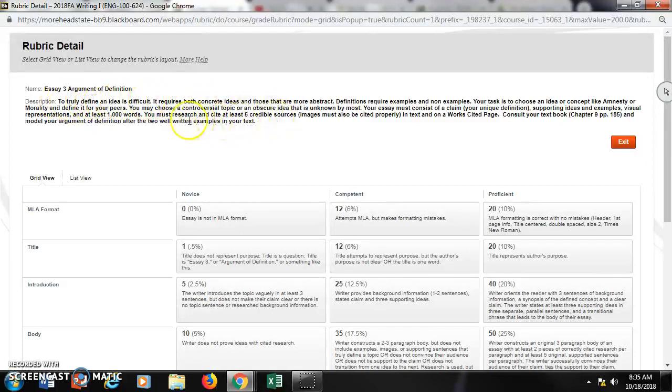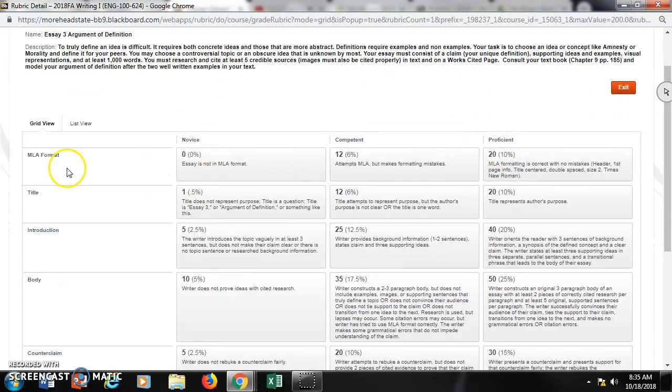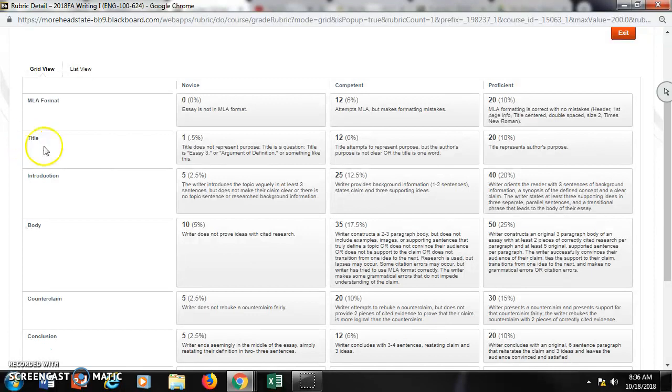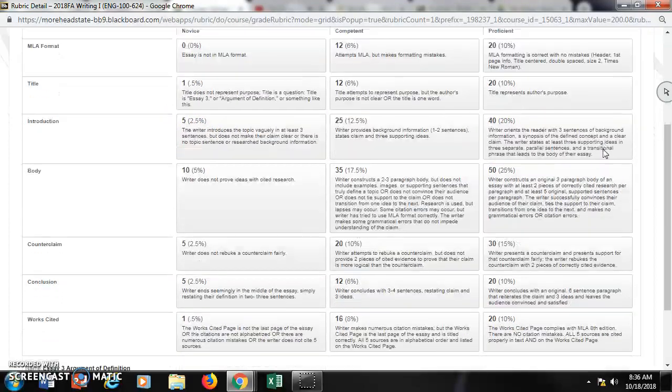You have a description of the assignment again, which is also on the assignment itself, as well as my blog and your syllabus. Notice that you must put your essay in MLA format. Make sure that you insert a page number, type your last name, change the font to Times New Roman, font size 12. Your title must represent your purpose. Notice that if your title is Essay 3 or Argument of Definition or something like this, you only get 1 point. So make sure that your title represents your unique claim.